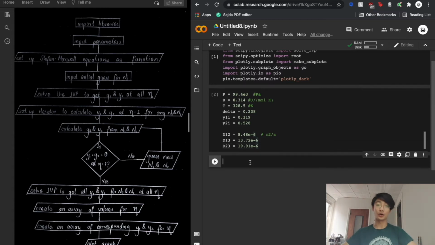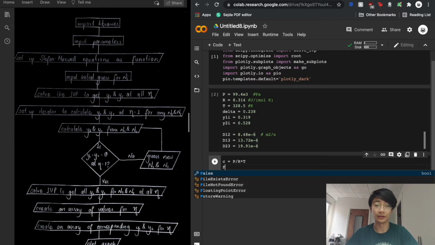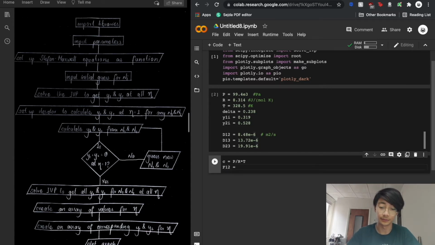Okay, so let's do the simple calculations first. We can easily calculate the molar concentration of the mixture. So let's go ahead and do that. P over R times T. So that's the molar concentration of the gas phase. And then what we're going to do is assign a variable called F12, and this is simply going to be equal to concentration times D12 divided by delta.